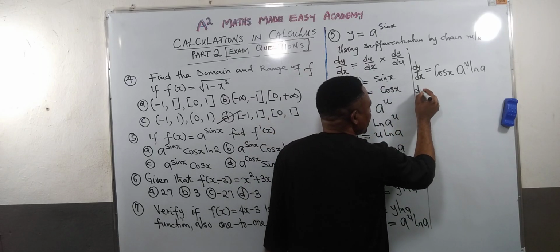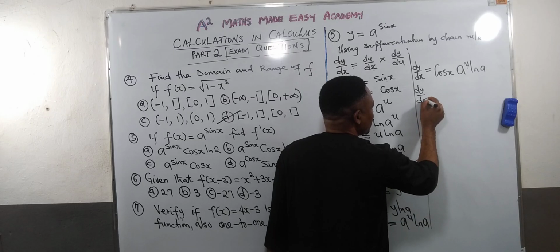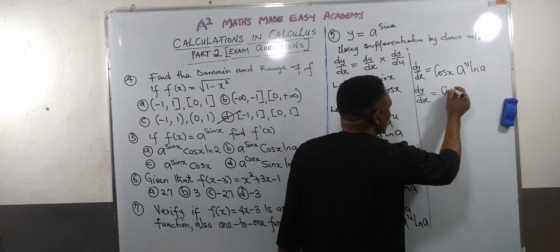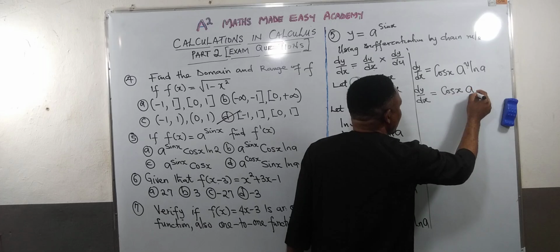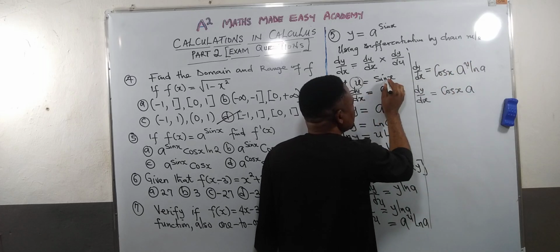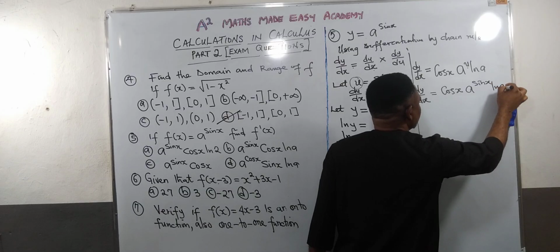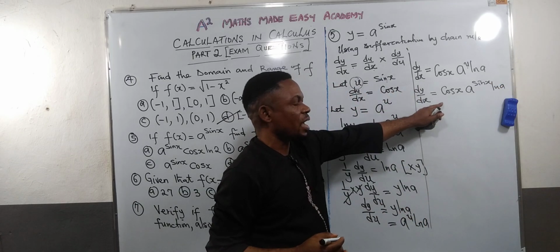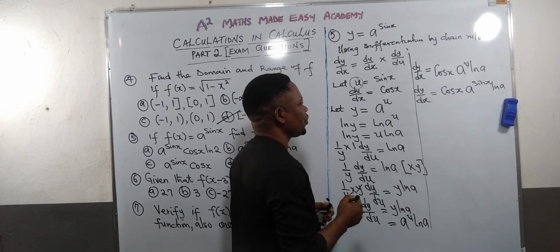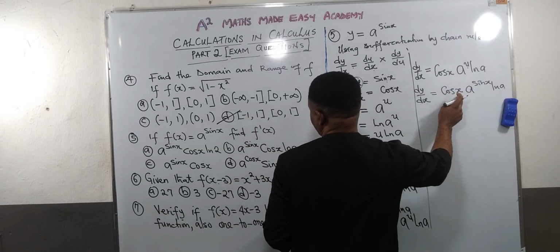So in summary, dy/dx is now equal to cos x, then a raised to the power of u. What is u? u is sine x. Then finally ln A. This is the final answer. Now let us check if this answer is in the options.